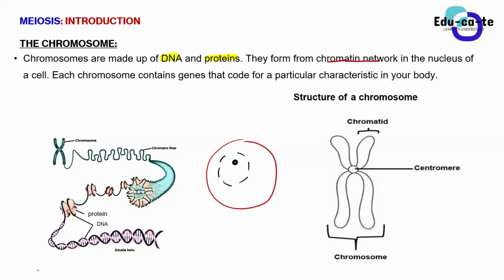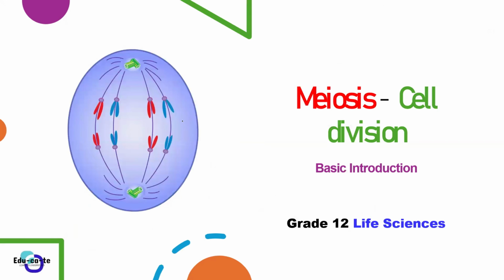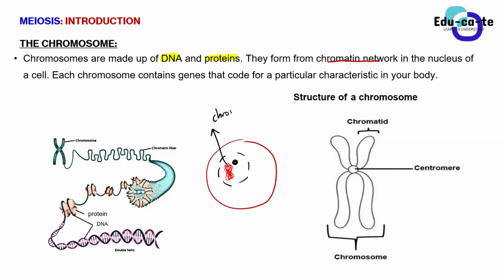But at the same time, we are going to have these coiled structures that look like threads. Do you guys see them? Yes, sir. They are actually known as a chromatin network. So the chromatin network is found in the nucleus of a cell, and it later develops into chromosomes. It is made up of DNA and proteins, the combination of DNA and proteins. Are we guys still together?